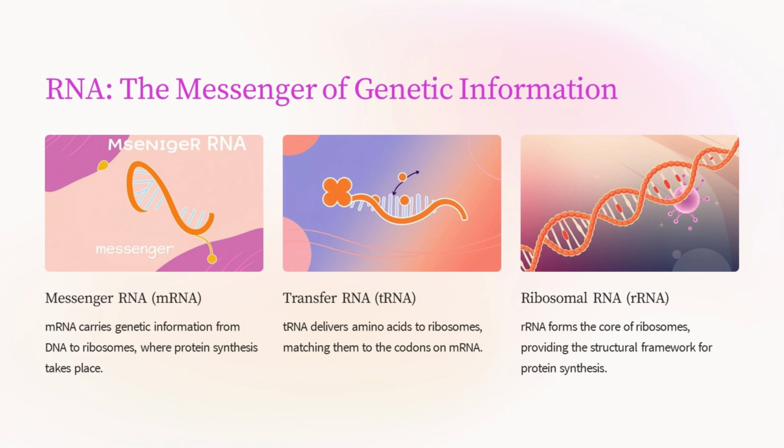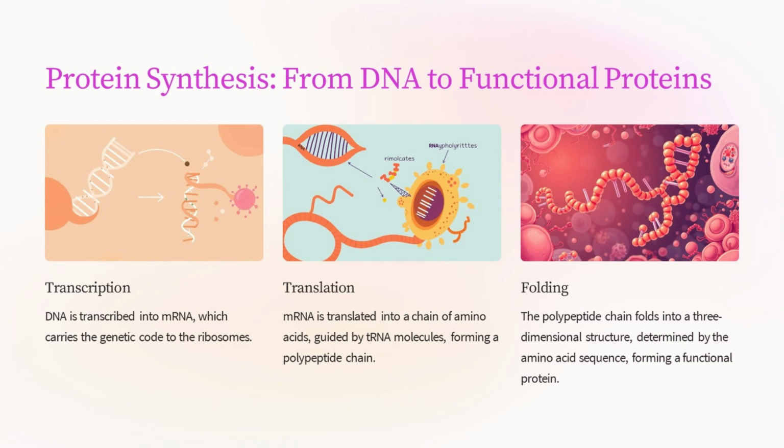Together, these three main types of RNA work in harmony to enable the flow of genetic information and the production of proteins in the cell. Protein synthesis is a fundamental process in all living organisms, converting the genetic information stored in DNA into functional proteins. The first step is transcription, where the DNA is transcribed into mRNA, which carries the genetic code to the ribosomes.